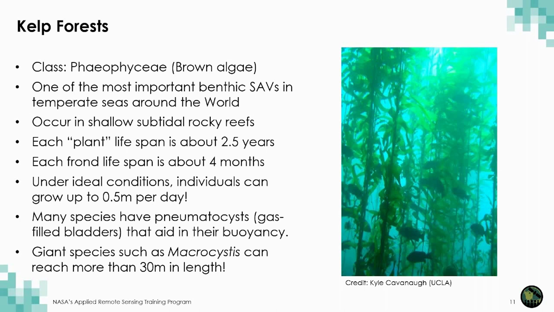Also, many kelp species are characterized by the presence of pneumatocysts, which are gas-filled balloon-like structures that help in controlling buoyancy, making it easier to reach the surface of the water. As an example of one of the most important kelp genera, Macrocystis is one of the most dominant genera of kelps, and it forms some of the biggest individuals, with some of them reaching more than 30 meters in length. Also, kelps in general are probably some of the fastest growing types of algae, and as I mentioned, under ideal conditions they can grow up to about 0.5 meter a day, which is quite amazing.